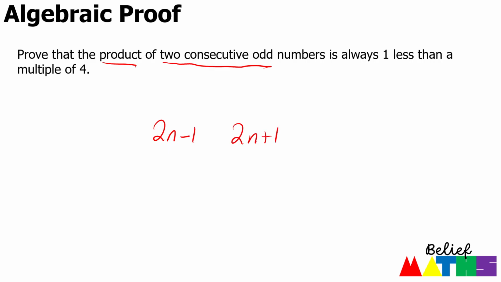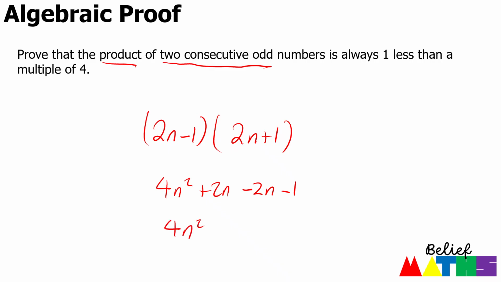Now I want the product of those, which means I want to multiply these two things by each other. If I expand those brackets, I get 4n squared plus 2n minus 2n minus 1. Collecting like terms, I get 4n squared minus 2n plus 2n, well, they cancel each other out, and you get minus 1. The question asks us to prove that it's always one more than a multiple of 4. Well, this is a multiple of 4, and this one is one less than a multiple of 4, like it asked us for. So therefore, it's always one less than a multiple of 4.